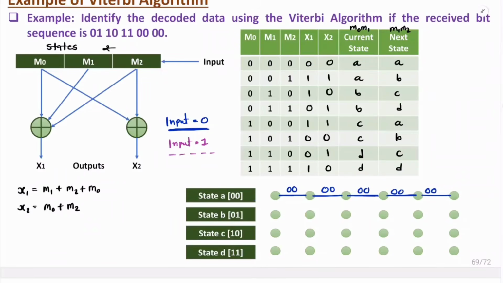Now, if you have current state that is A and input is 1, then next state will be B. So if input is 1, we need to have dash line. So if current state is A, input is 1, next state will be B. So by dash line, I need to have this. And at that time, output will be 1, 1. So here I'm noting 1, 1. And that is what I'll make it for all the combinations.